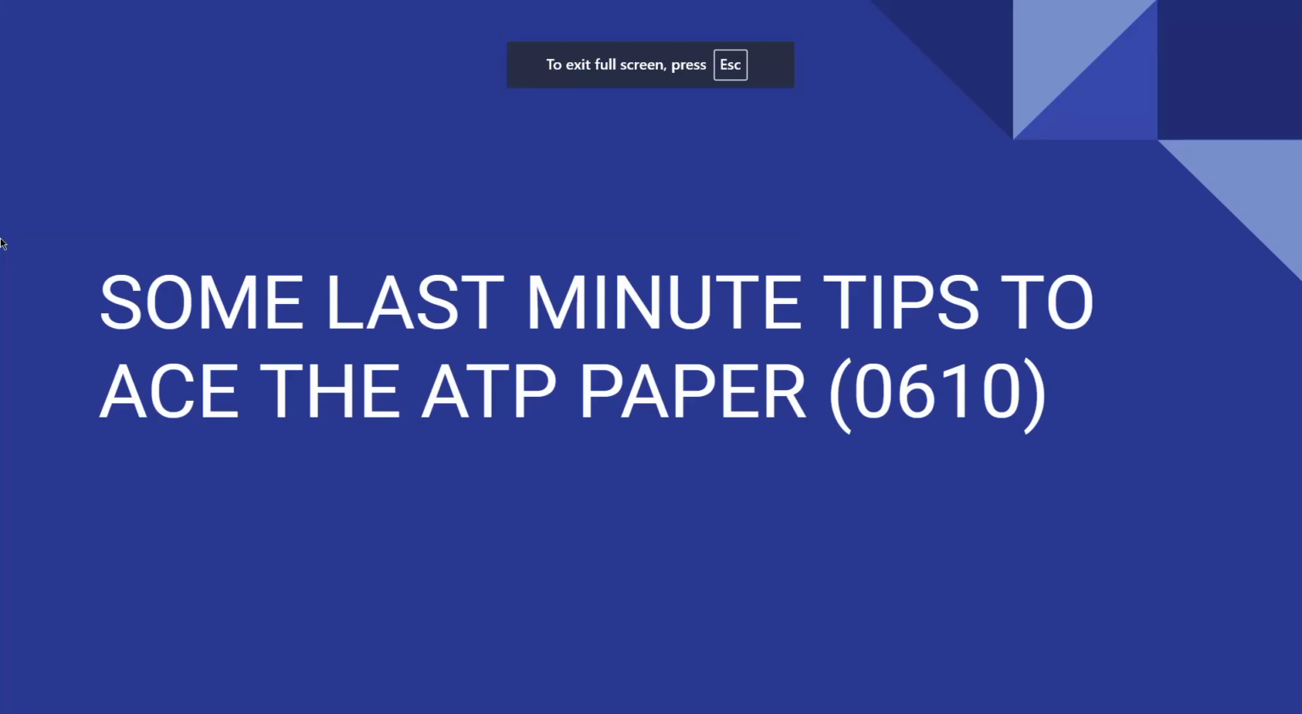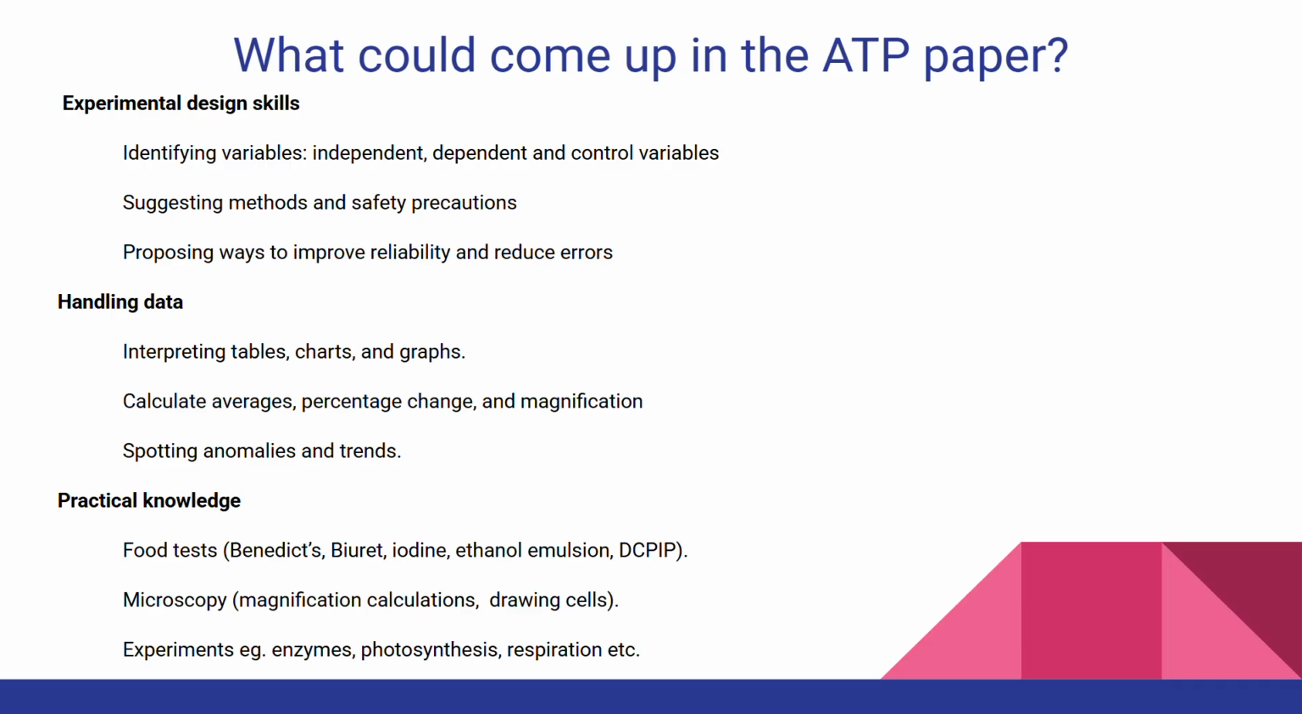In this video, I'll be going through some last-minute tips to help you ace the ACP paper. This is for 610 Biology IGCSE for the CIE spec, but I think it may be applicable to other papers as well. There are a lot of things that could come up in this paper, as it's a practical paper, and I've split this into 3 categories.